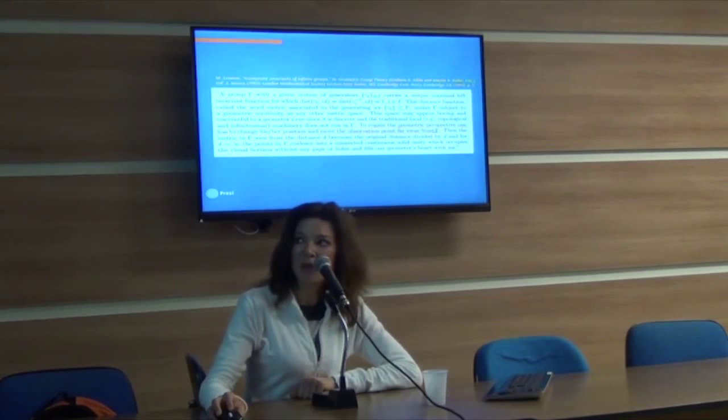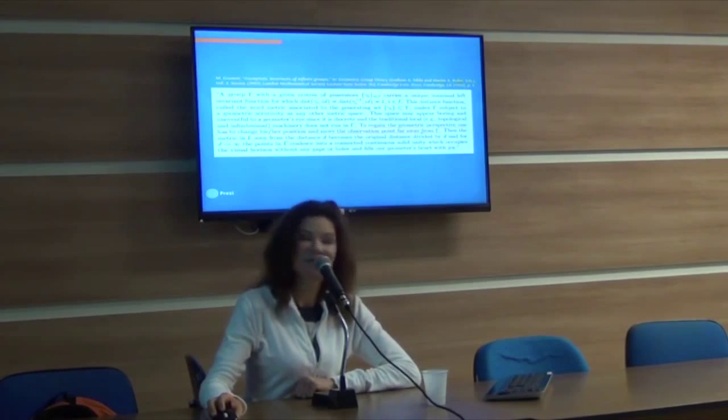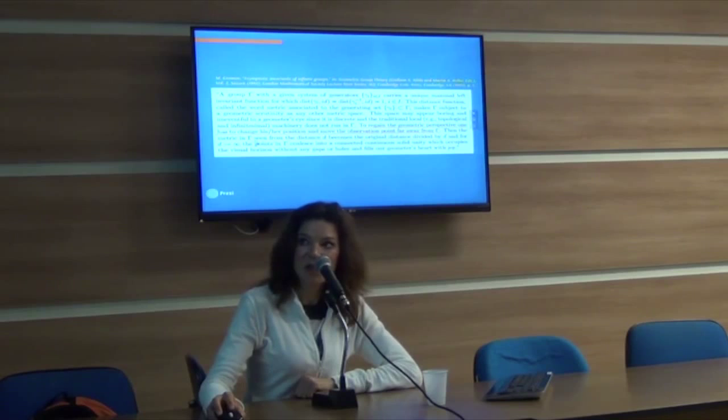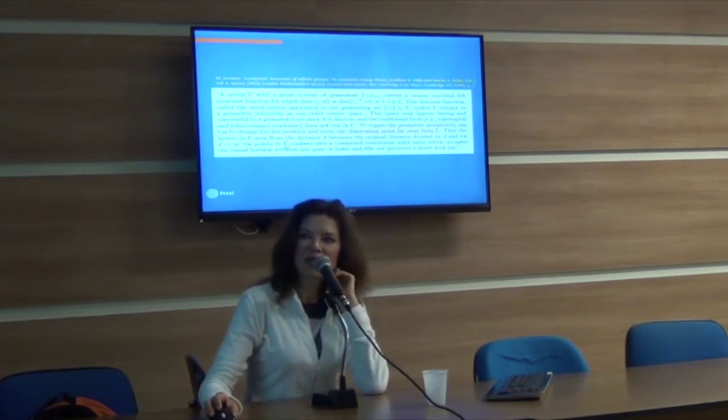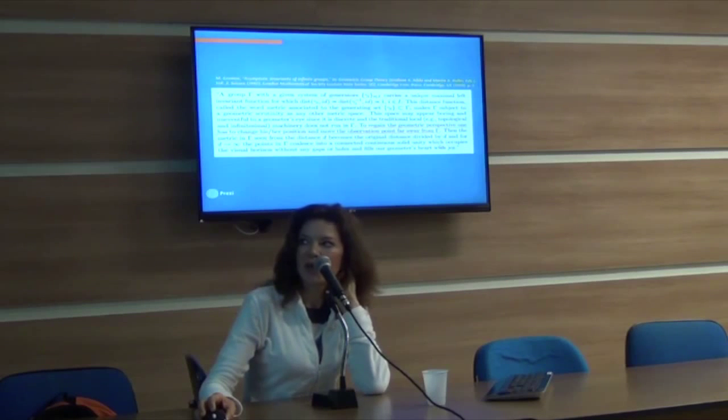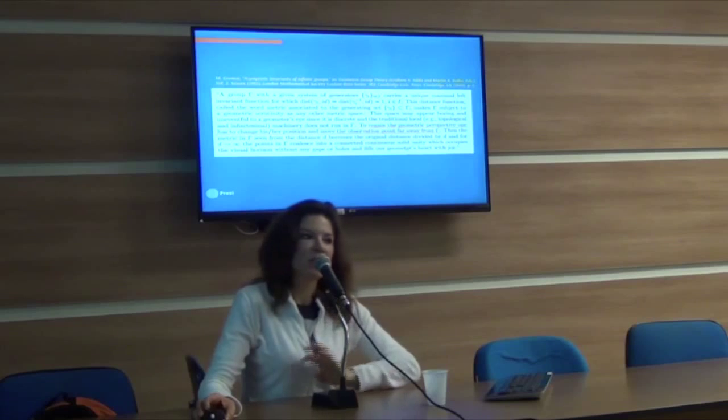To regain the geometric perspective, one has to change his or her position and move the observation point far away from G. Then the metric in gamma, seen from the distance d, becomes the original distance divided by d, and for d going to infinity, so you run away from the graph to infinity, the points of G coalesce into a connected, continuous solid unity, which occupies the visual horizon without any gaps or holes and fills our geometer's heart with joy.